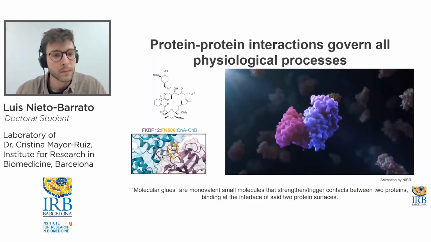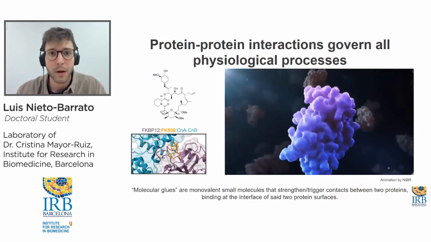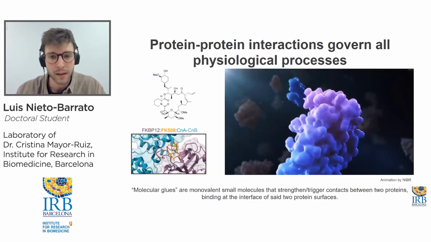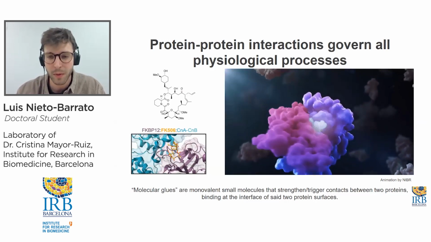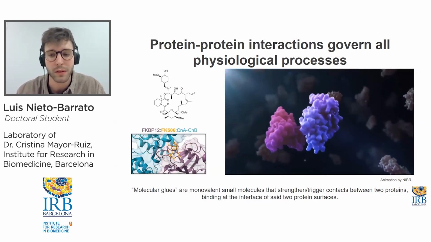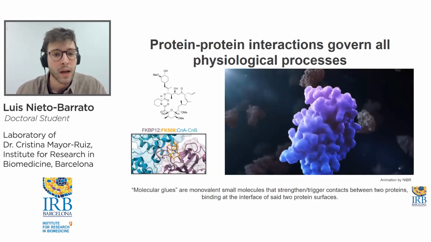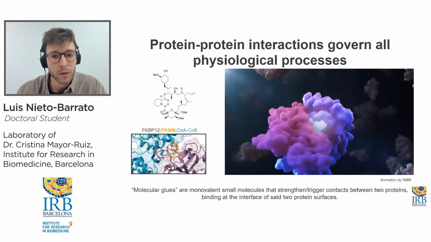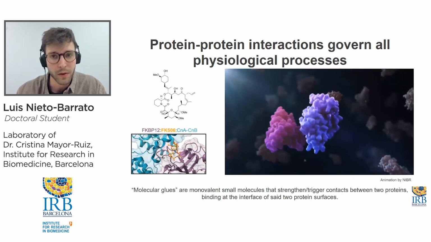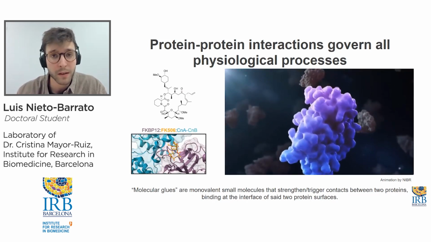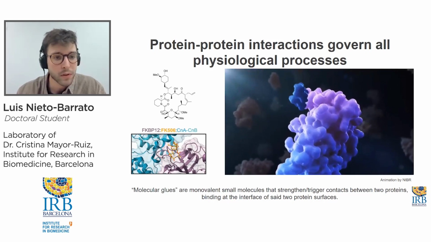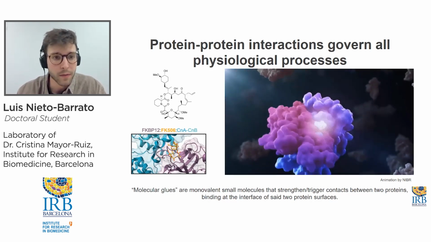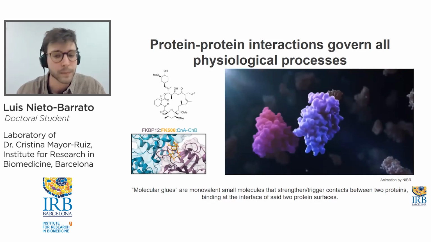So let's go. Proteins constantly bump with each other in biology, and these protein-protein interactions participate in all physiological processes, including disease. And a number of years ago, it was found that some compounds could orchestrate these protein-protein interactions. These compounds were named molecular glues. Some examples of these are cyclosporin A, FK506, or rapamycin.